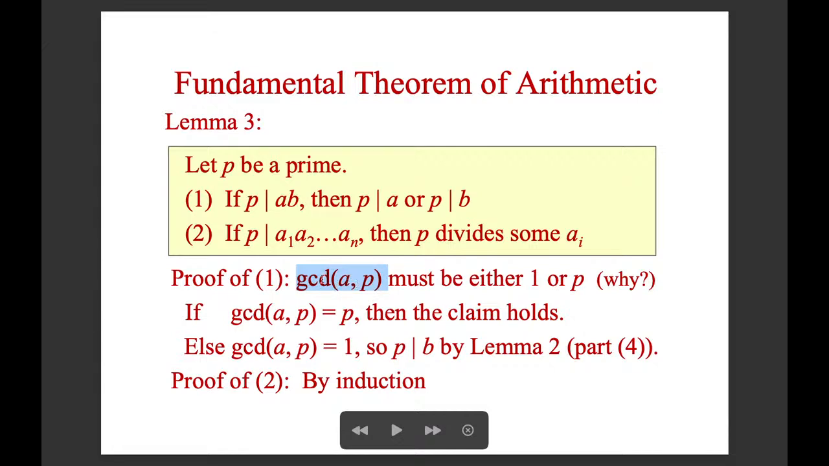Yeah, because the greatest common divisor of a and p itself has to divide p, and p has only two divisors, either 1 or p. So the GCD of a and p must either be 1 or p. Now, if the GCD is p, then we are done, because in that case p divides a. If the GCD of a and p is not p, then it is 1. Then by the result that we have just shown, p must divide b.